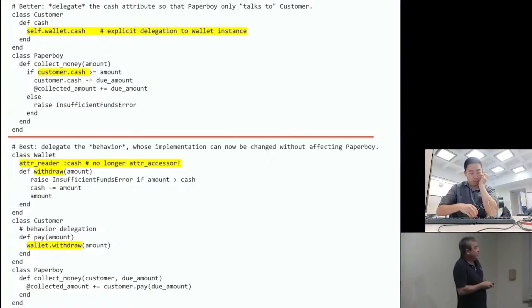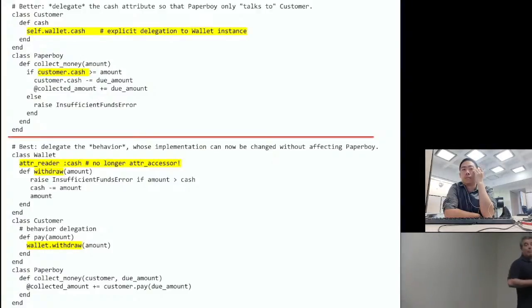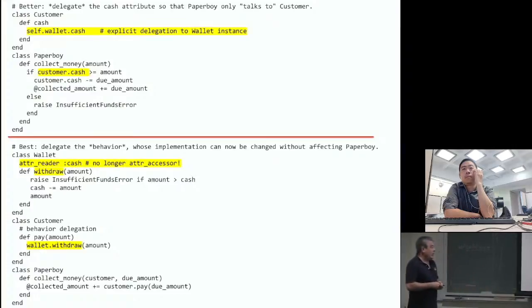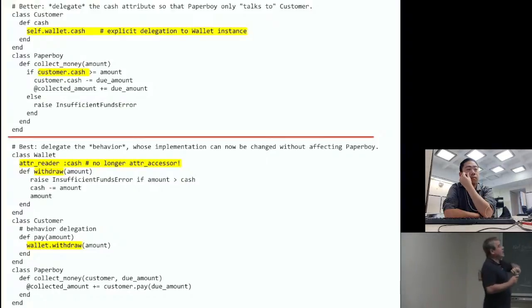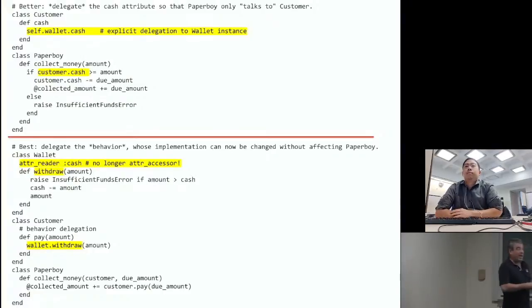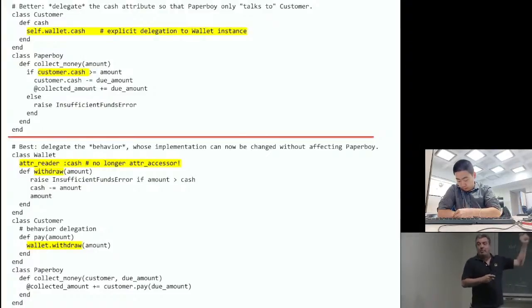In the customer class, the way that you pay is you ask your wallet to withdraw that amount. And again, if you wanted to change what paying means, for example, maybe there's a way to pay that is not solely based on the wallet, you could hide that behind this behavior called pay. And now, all you have to do is ask the Paperboy to tell the customer to pay whatever the amount is. So the reason that the bottom example is superior to the top one is you have hidden more things, right? You have basically said, I'm going to talk about what I want to have happen, pay, rather than how I want to have it happen, customer.cache, which is in turn an improvement over how that how happens. So it's not just that the customer has cache, it's that I know where the cache is, right?